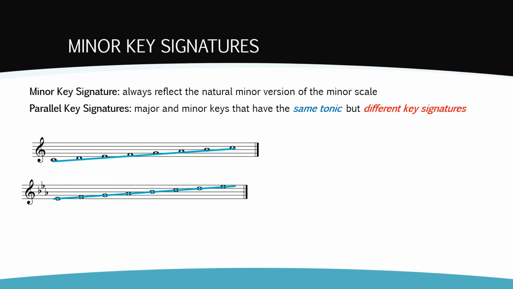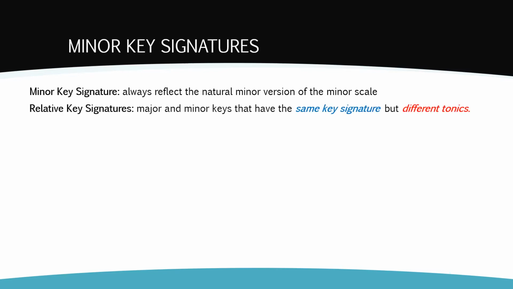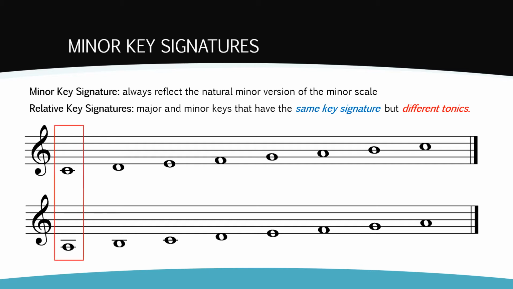There are also relative key signatures. Relative key signatures are major and minor keys that have the same key signature but different tonics. Let's look at C major and A minor. They both have the same key signature of no sharps or flats, but they have different tonics.